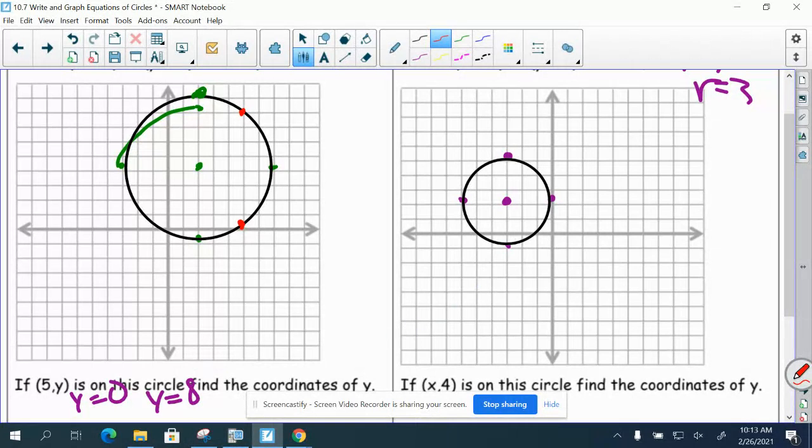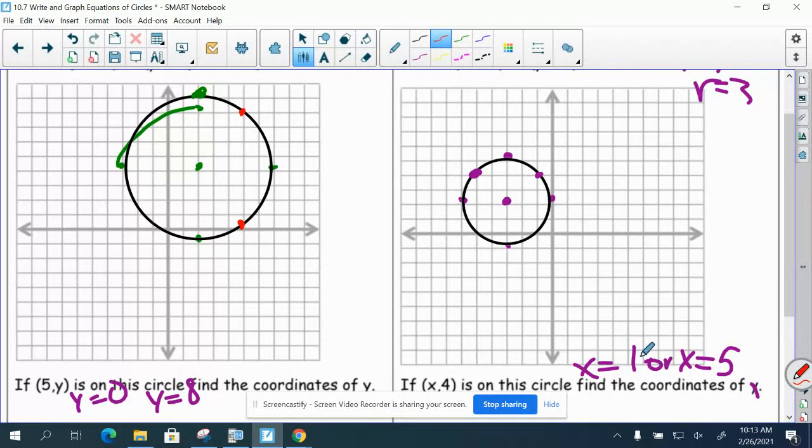And this one says if x comma 4 is on the circle, find the coordinates of, this should say x. So if the y is 4, 1, 2, 3, 4, what are the possible coordinates of x? Well, that could be that point or that point, and we'll just assume that it's on the point, or we'll round. So the x could be 1, or it could be 2, 3, 4, 5. So either 1 or 5.